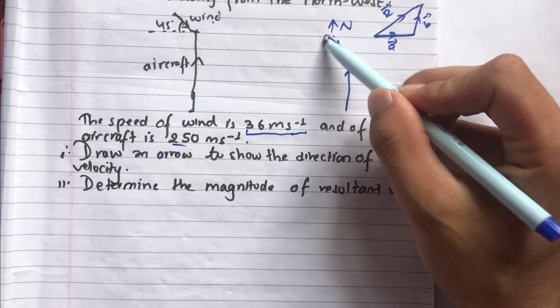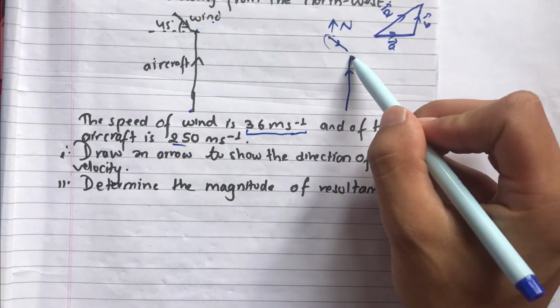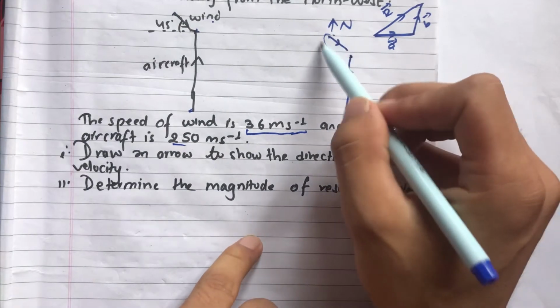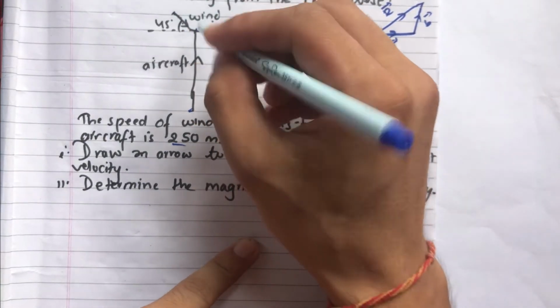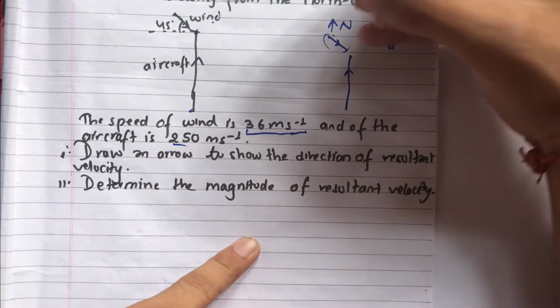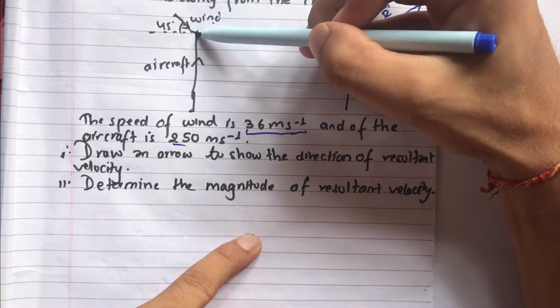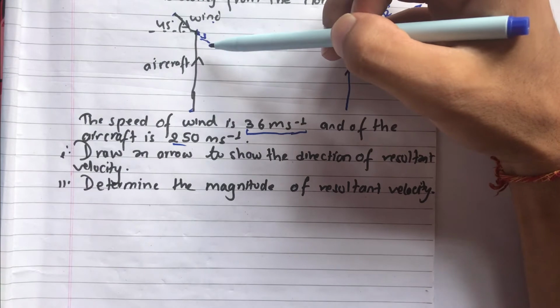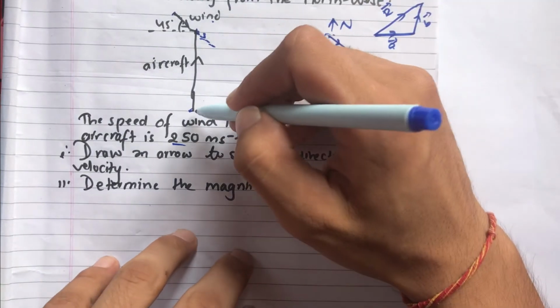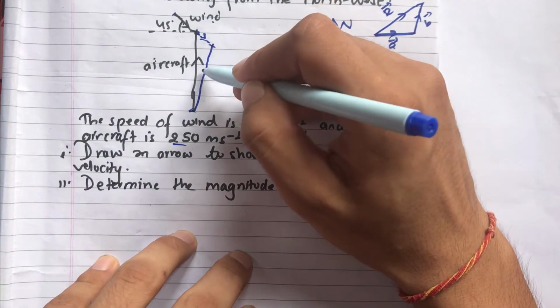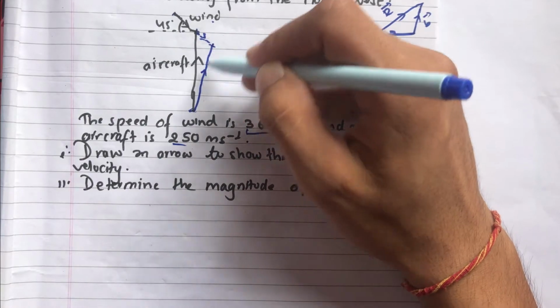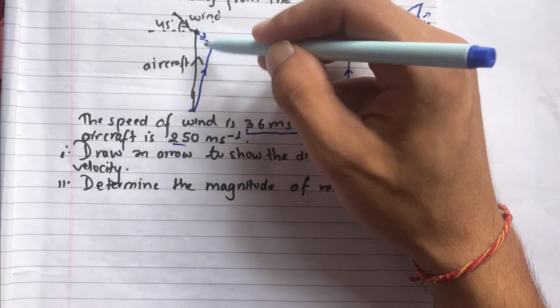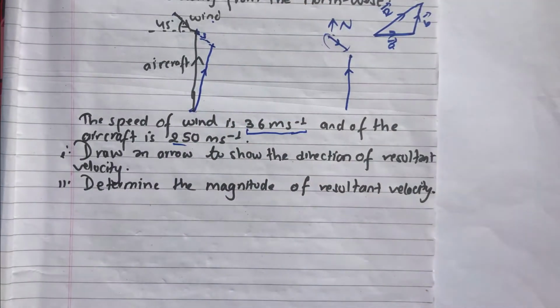Now I have two vectors. What I'm going to do is draw this vector to the ending point of the first vector. So I'm going to shift this vector here to the ending point of the first vector. So this is my velocity vector of wind. Now you can see that the resultant is this vector. So this vector is a resultant of velocity of aircraft and velocity of wind from the triangle of vector addition.